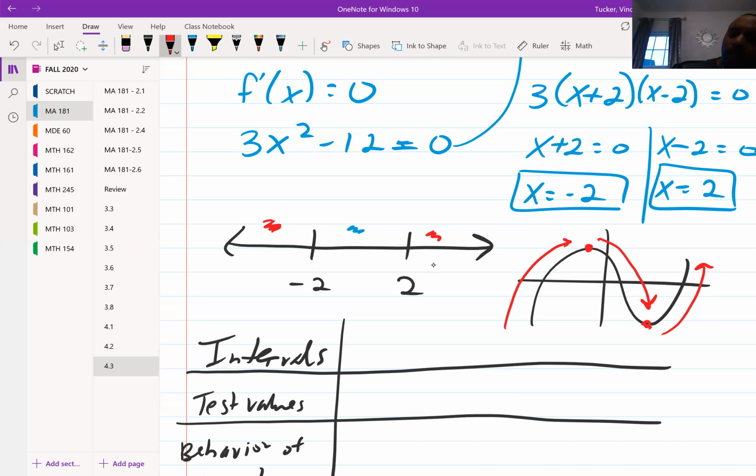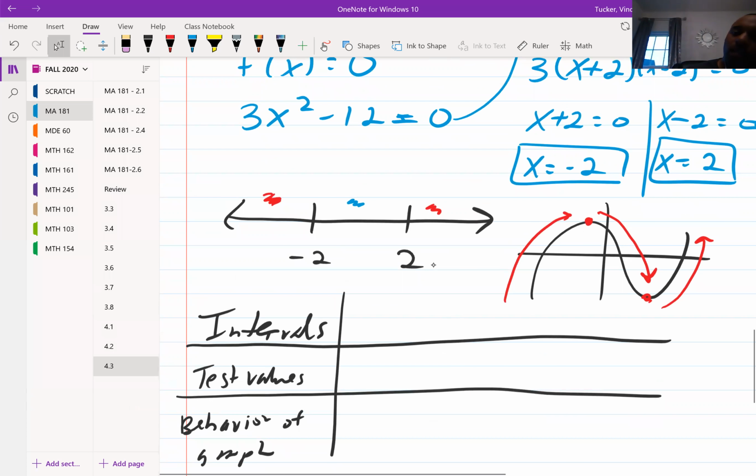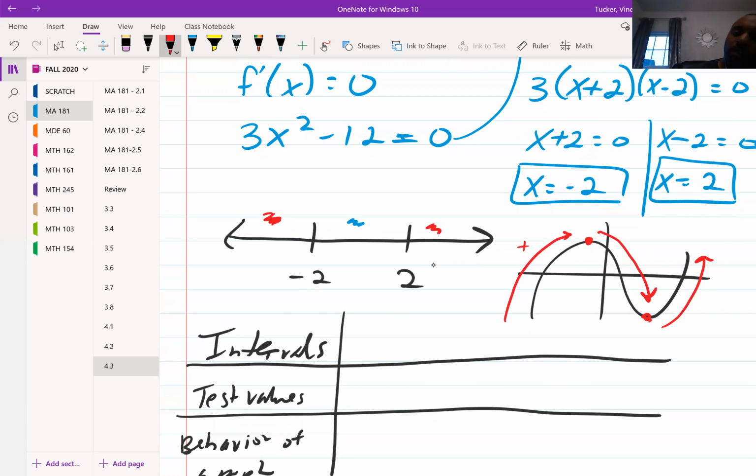So what they're saying is that from this interval, when I plug it into my derivative, I'm going to get positive values. For this interval, when I plug it into my derivative, I will get negative values. No matter what, as long as it's in between these two points, I will get negative values. And then from this point on to infinity, I will get positive values when I plug it into my derivative.